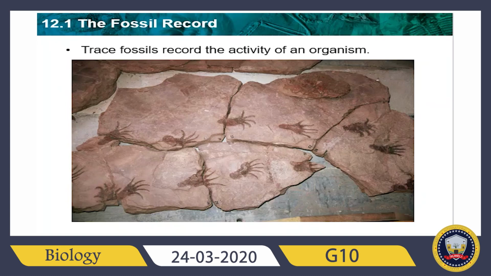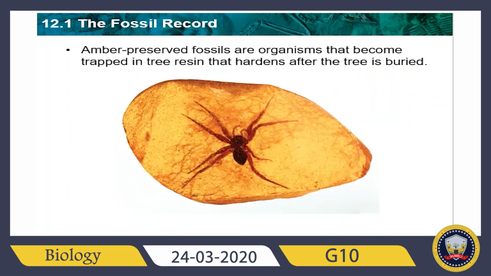So what about the fourth way by which fossils can form? Guys, this is so interesting. And here what do we have? We have an amber preserved fossil. So amber preserved fossils are organisms that become trapped in tree resin that hardens into amber after the tree gets buried underground.